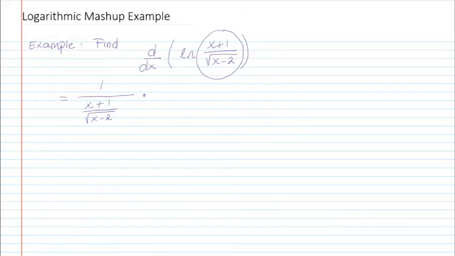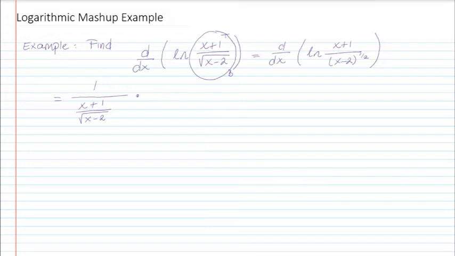So I have a quotient. In other words, I have a top function in the numerator and a bottom function in the denominator. So I will give myself a roadmap by just writing out the formula first. This is derivative of the top times the bottom minus top times derivative of the bottom, divided by bottom squared.